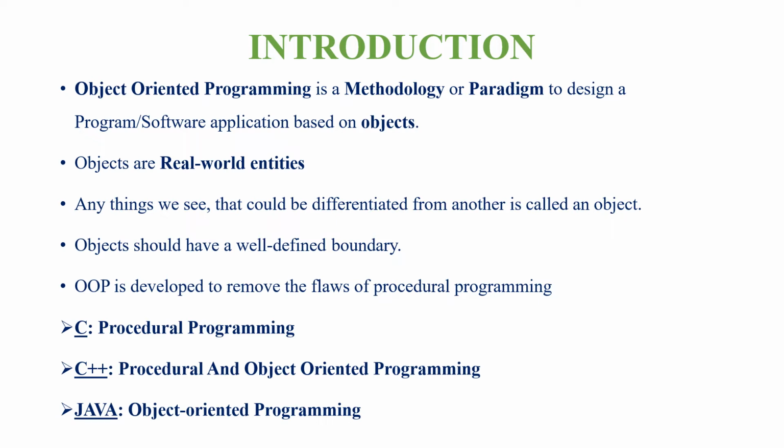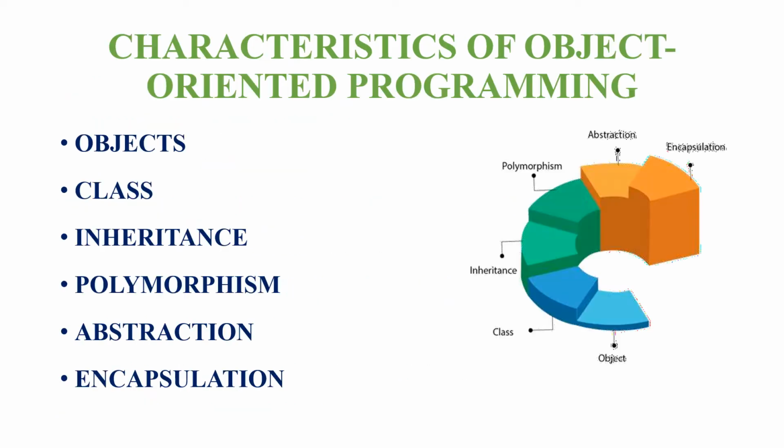And now you'll be thinking, what is this procedural programming? Procedural programming is nothing but the program is divided into several parts called functions. I can say C follows procedural programming. And coming to object-oriented programming, the program is divided into several parts called objects and classes. I can say Java follows object-oriented programming. And what about C++? C++ follows both procedural and object-oriented programming.